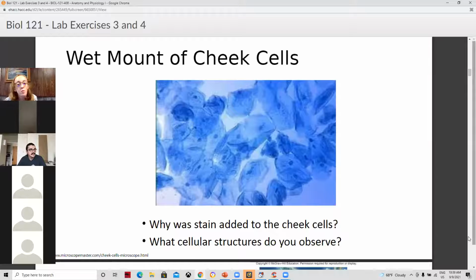So with a specimen like this, you can see the plasma membrane. You can see the nuclei. If we increase the magnification, and used maybe a different stain, there's lots of different stains out there, we could see other structures.